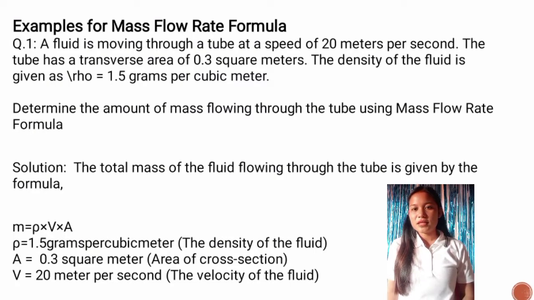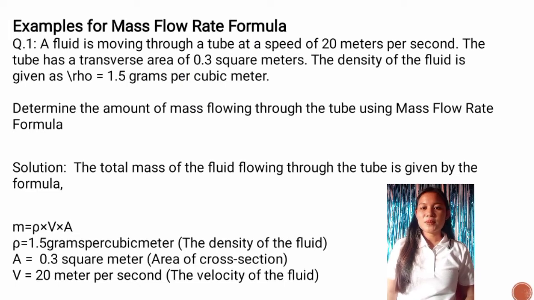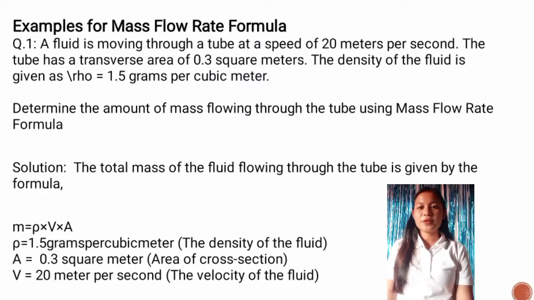The solution is: the total mass of the fluid flowing through the tube is given by the formula m equals ρ times v times a. ρ equals 1.5 grams per cubic meter, a equals 0.3 square meter, and v equals 20 meters per second.